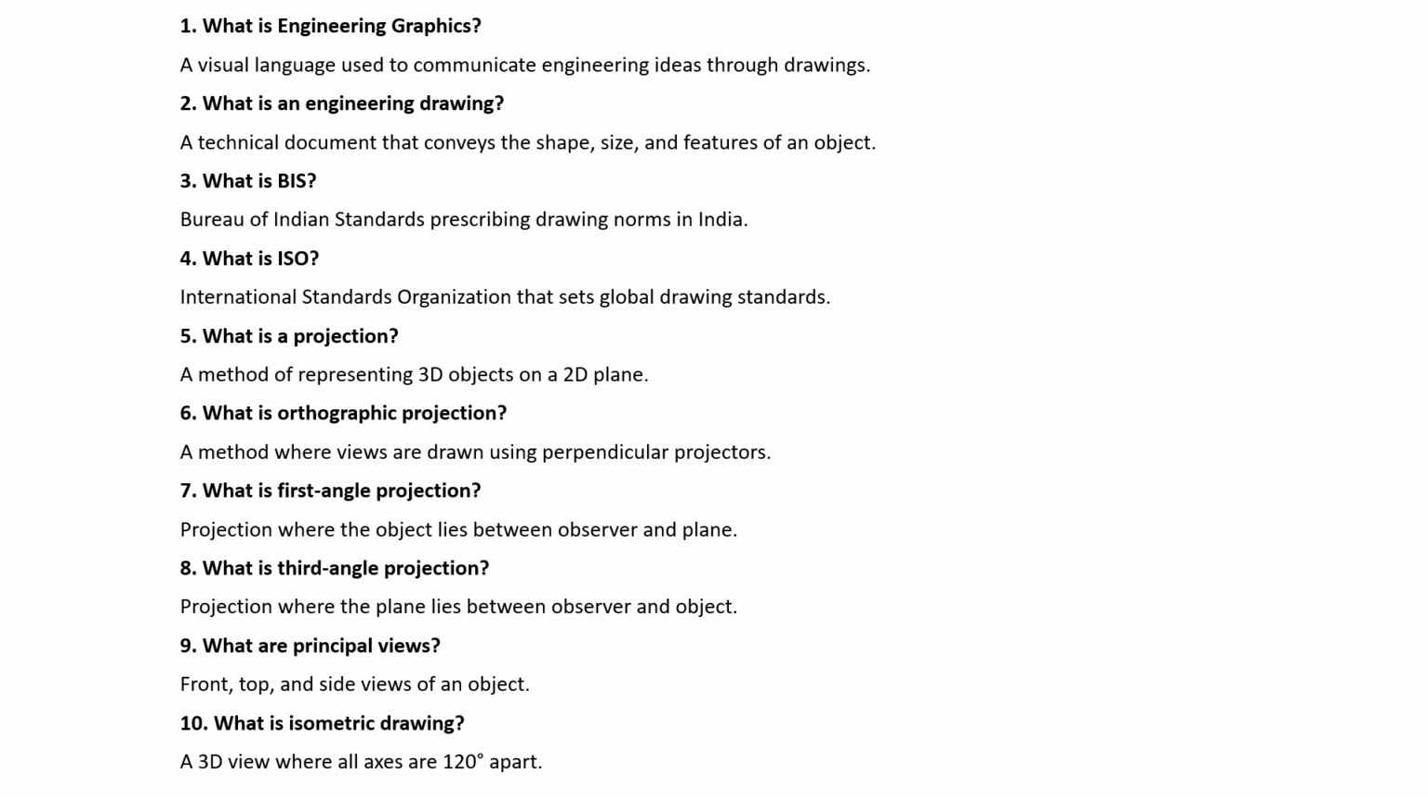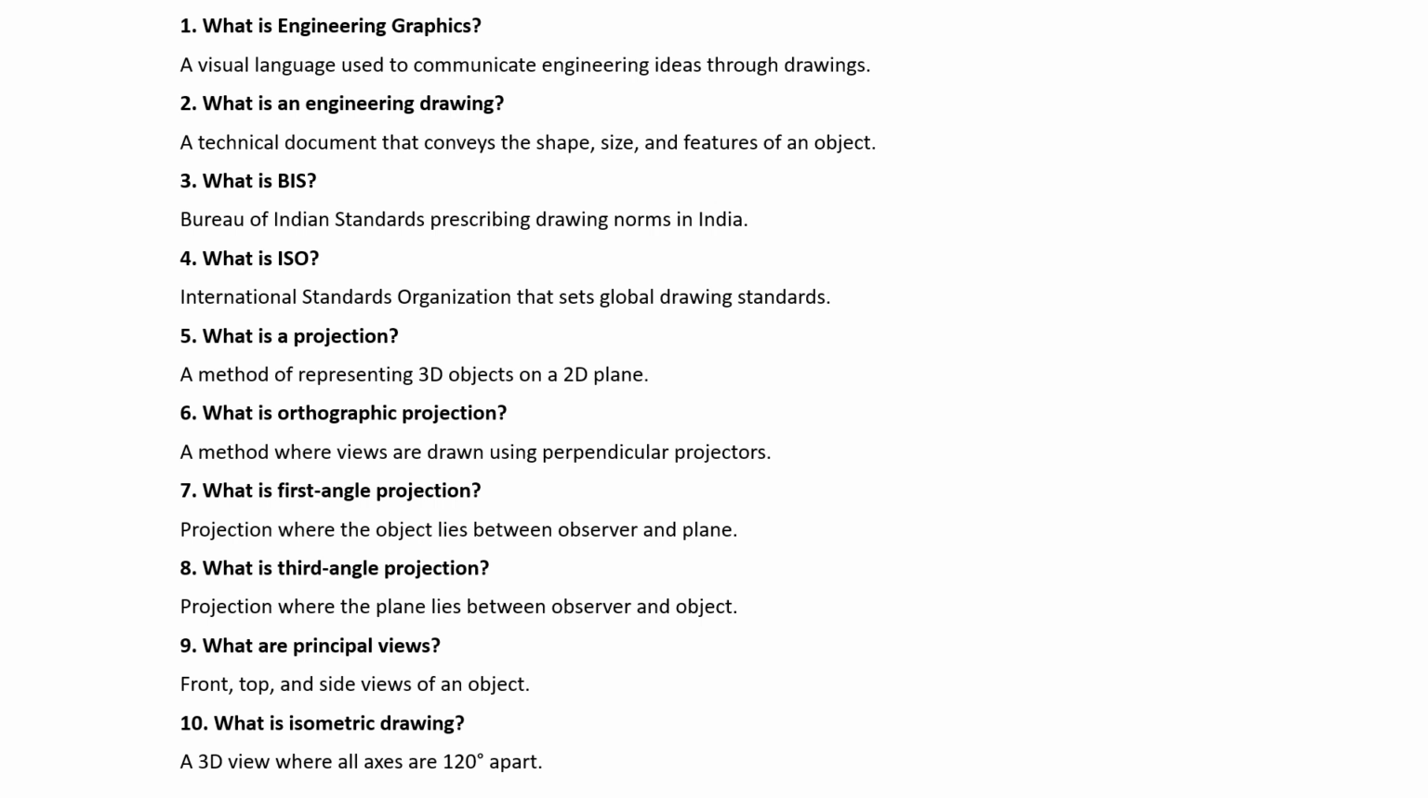5. What is a projection? A method of representing 3D objects on a 2D plane. 6. What is orthographic projection? A method where views are drawn using perpendicular projectors. 7. What is first-angle projection? Projection where the object lies between observer and plane.